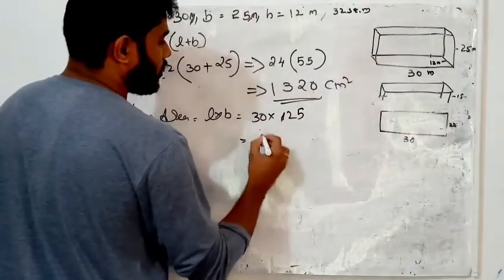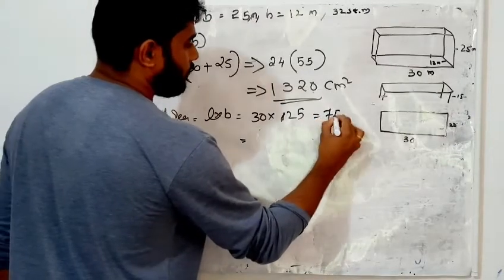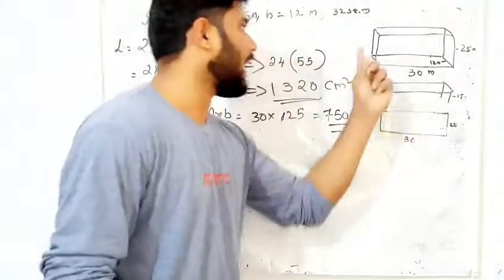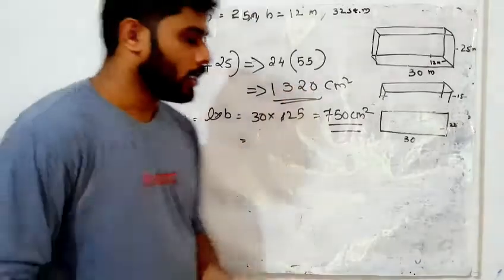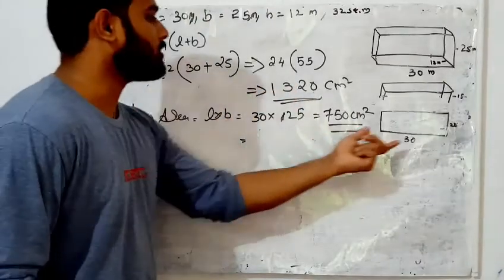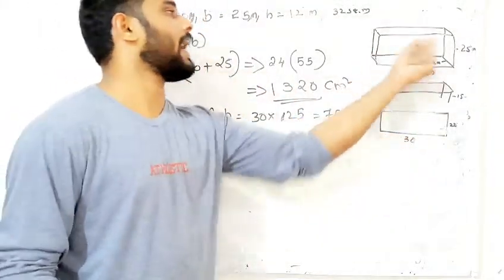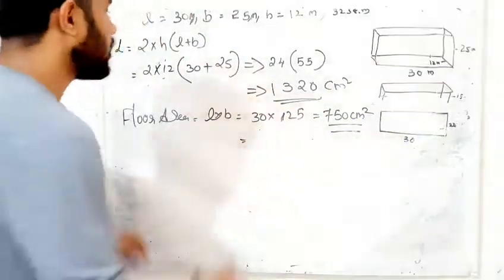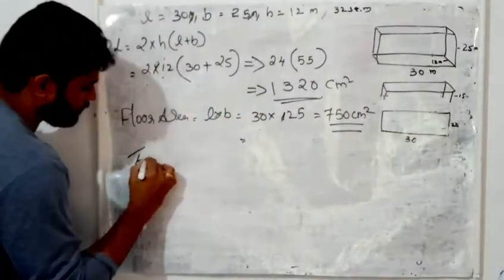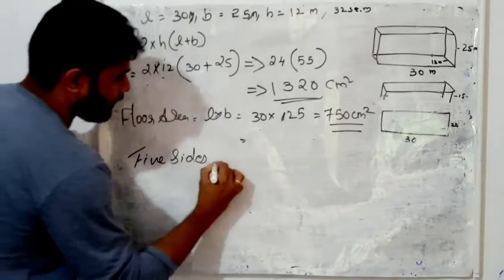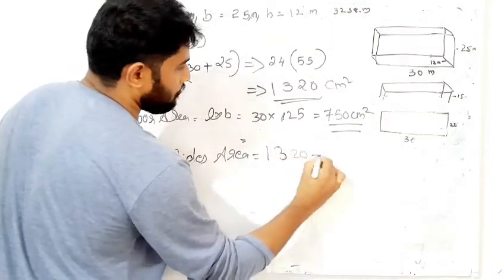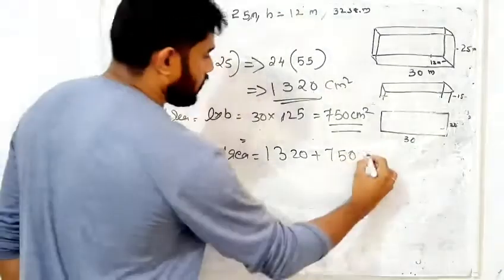30 into 25. 25 into 3 is 75. So 750 centimeter square. Now we got the down part, that means the floor area is 750, and the side area is 1320. Clear? How much did we get? The floor area is 750 centimeter square and the sides total area is 1320. So the 5 sides area, that means total, we will write 5 sides area, which is equal to 1320 plus 750. How much will it be?